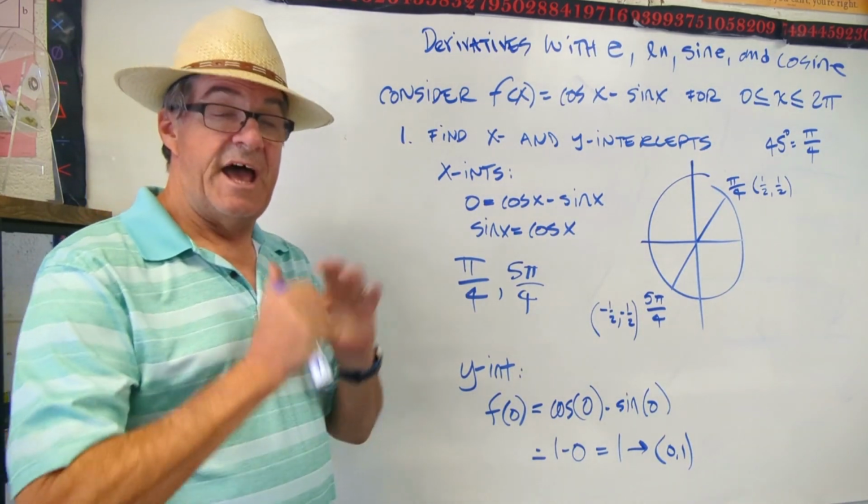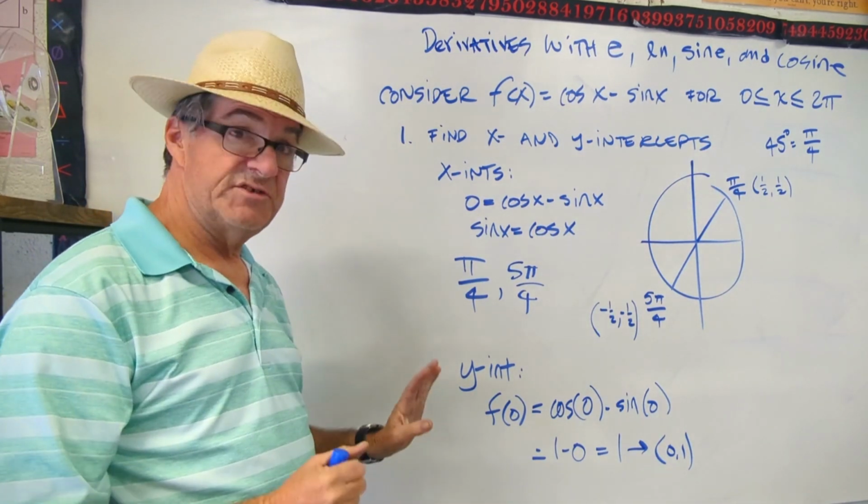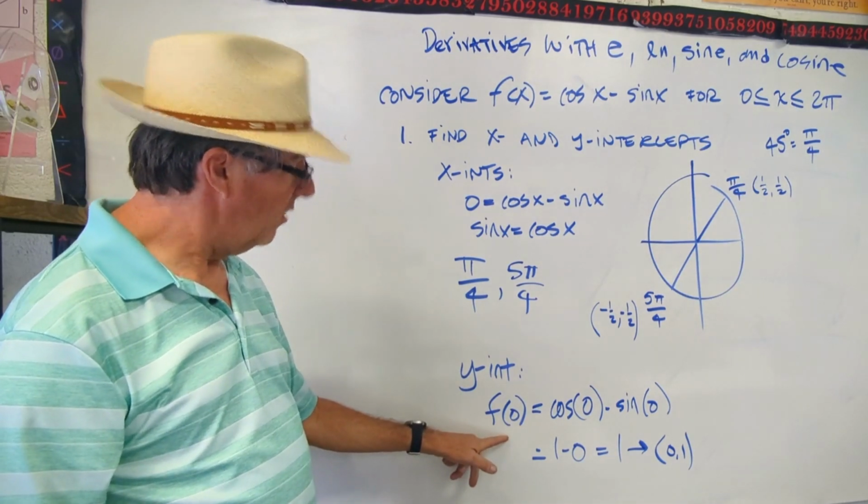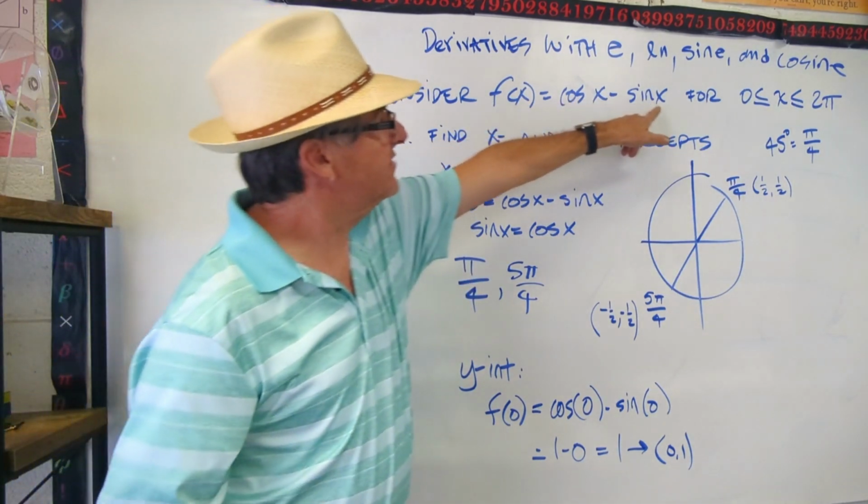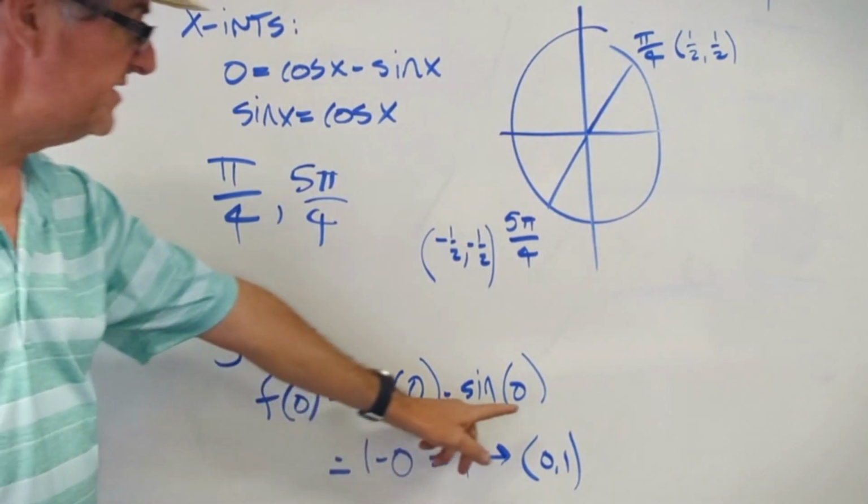All right, let's take a look at the y-intercepts. Remember, the y-intercept happens when x is 0. So the equation we're solving here is f of 0. So I just put in 0 for x in my function. So I have cosine 0 minus sine 0.